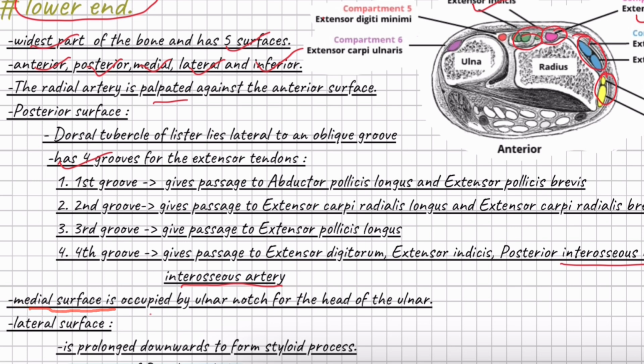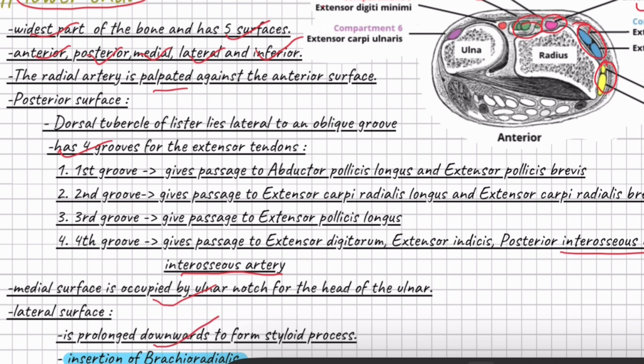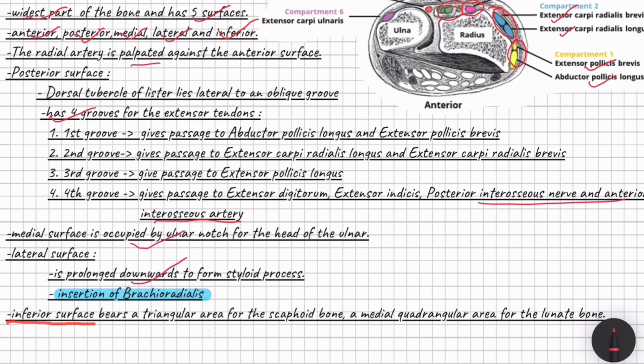The medial surface is occupied by the ulnar notch for the head of the ulna. The lateral surface is prolonged downwards to form the styloid process. The inferior surface bears a triangular area for the scaphoid bone, and a medial quadrangular area for the lunate bone. So this is the gross anatomy of radius.